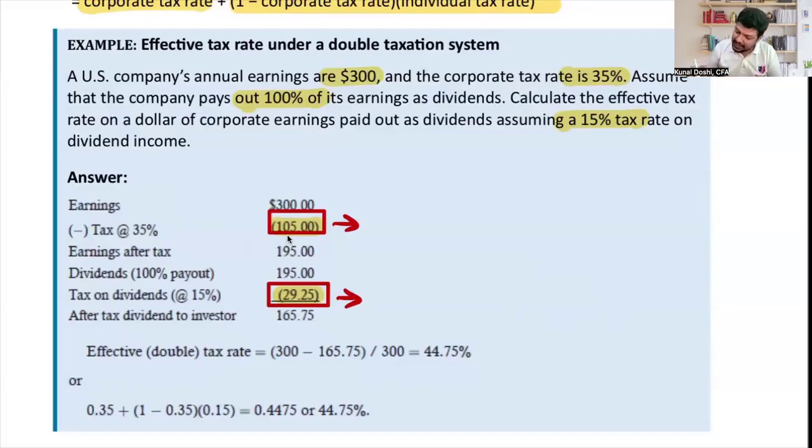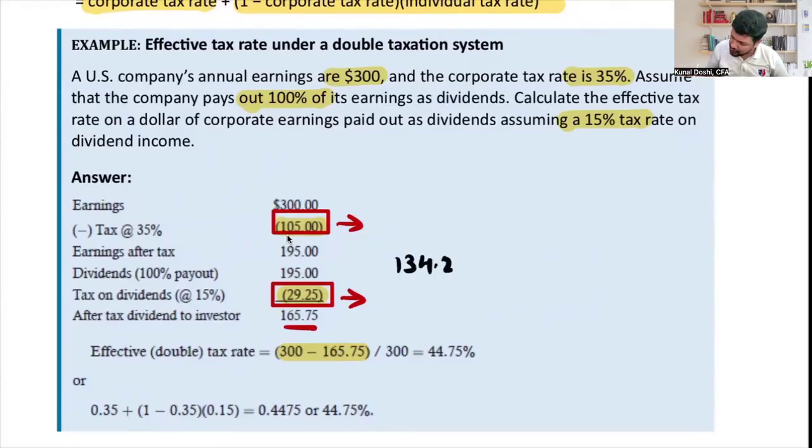This is called double taxation. So here, whatever is the money that is being paid out as taxes, you can either calculate 300 minus the after tax value, or you can just take both the taxes. You can add both the taxes. So that is 105 plus 29.25, that is 134.25 together on the earnings of 300, into 100. That will give you your 44.75%, which is actually the same thing as the formula.